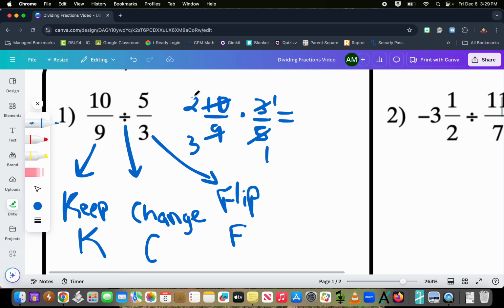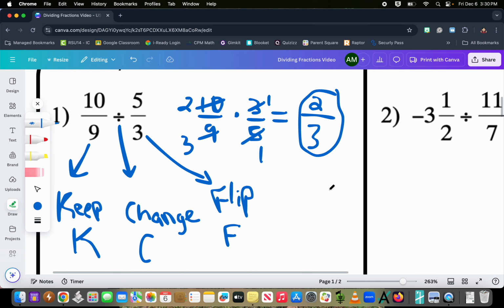Now, real easy, I'm just going to go straight across. 2 times 1 is 2, and 3 times 1 is 3. And I'm done. I don't have to reduce here because I did that by cross-reducing. I saved myself a step at the end by cross-reducing. So division, like multiplication, is a little bit easier than adding or subtracting. Let's look at another example.